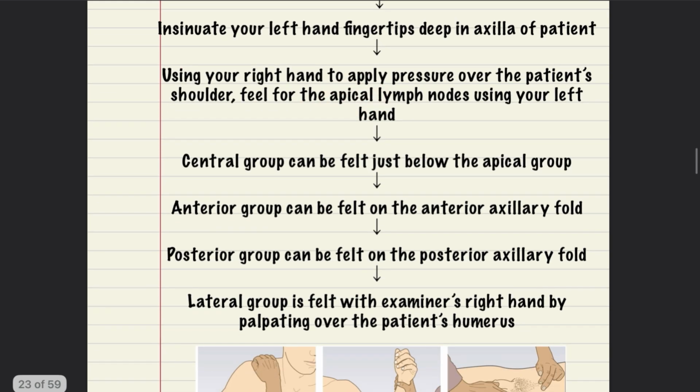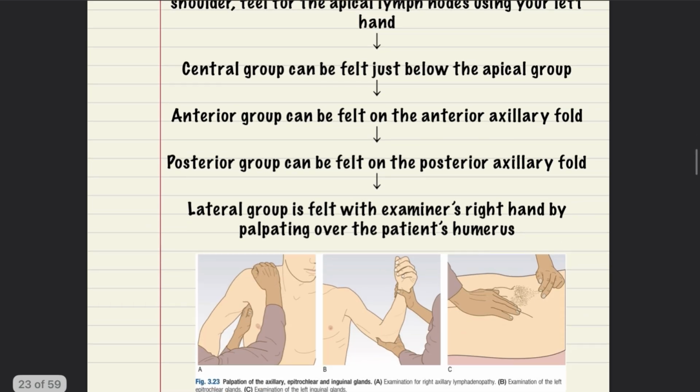Then below the apical, as you can see in this picture, as you are examining the right hand of the patient, you have to ask the patient to keep his or her forearm on your left shoulder. Then, using your left hand, you insinuate your hand deep into the axilla, looking for the apical group of the lymph nodes, and you put pressure on the right side of the shoulder with your right hand on the patient's body.